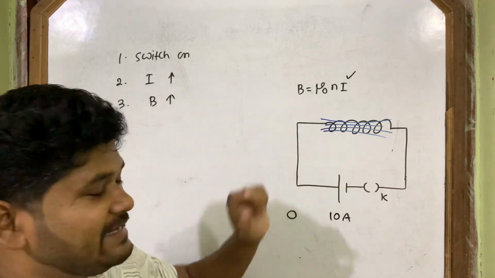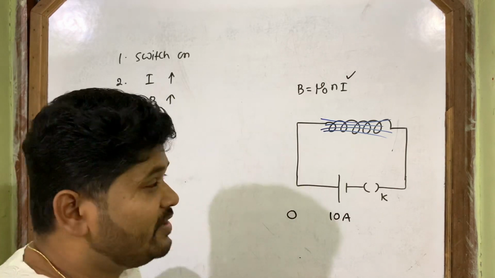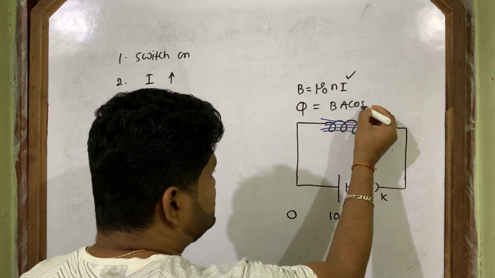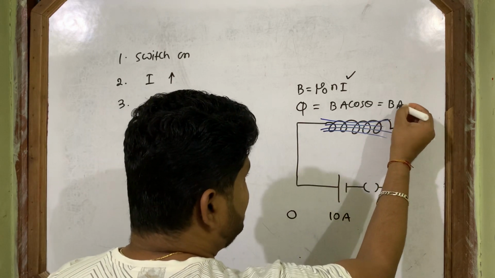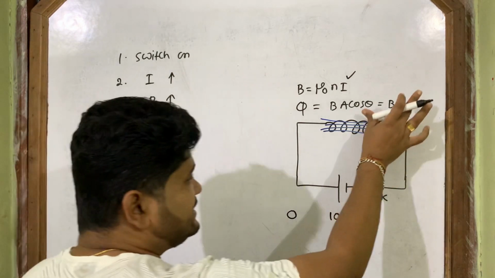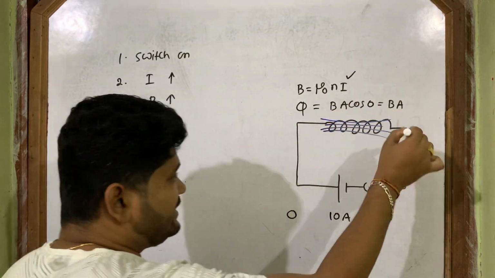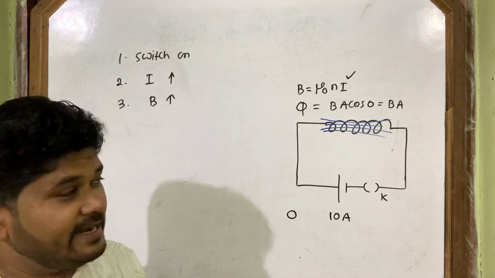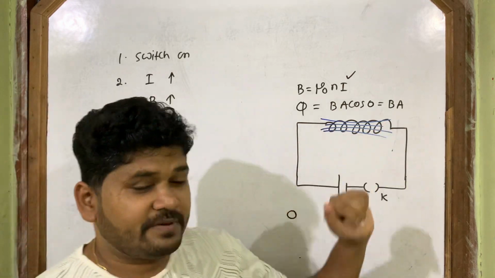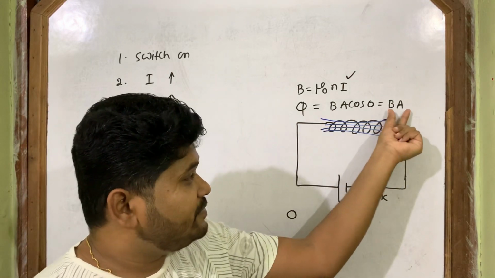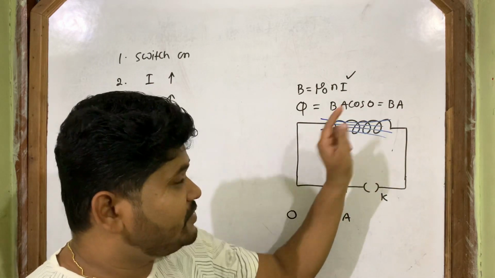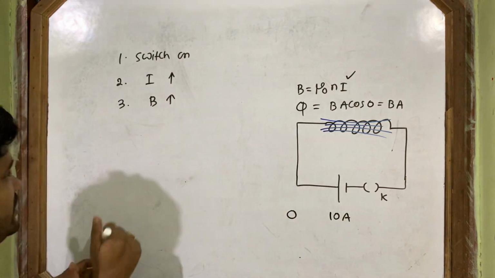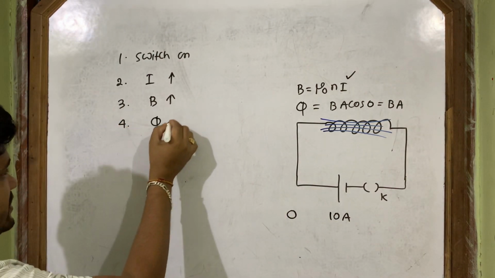When the magnetic field increases, what happens to the flux? The flux formula you know: phi is equal to BA cos theta, and here it is BA, because theta is 0. The magnetic field is perpendicular to the area of cross section, as well as the area vector is also perpendicular to the area of cross section. So flux is equal to BA. Here the angle is 0. When the magnetic field increases, what happens to this flux? Flux increases.